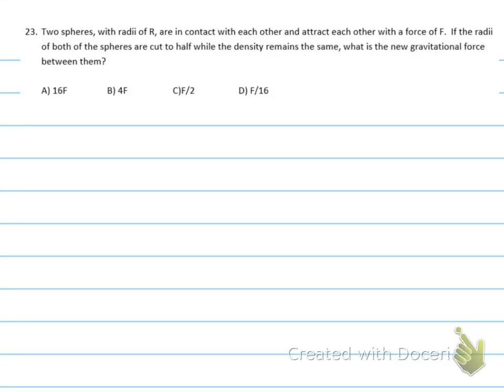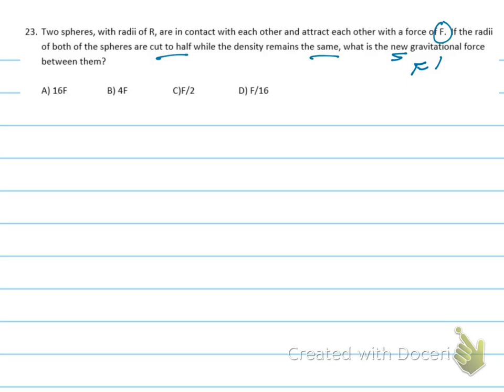Number 23. Two spheres with radii of r are in contact with each other and attract each other with a force F. If the radii of both of the spheres is cut to half, but the density is the same, what's the new gravitational force between them? All right, so if the original force is F, we're going to call the new gravitational force F prime.